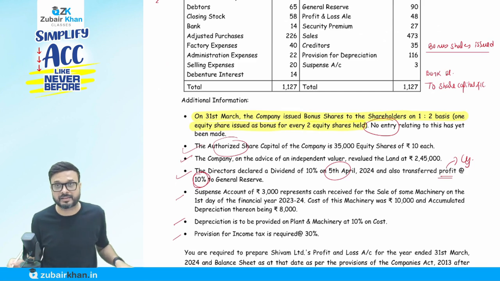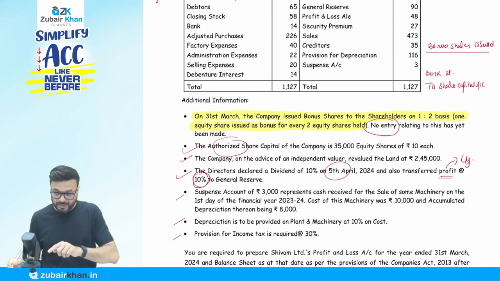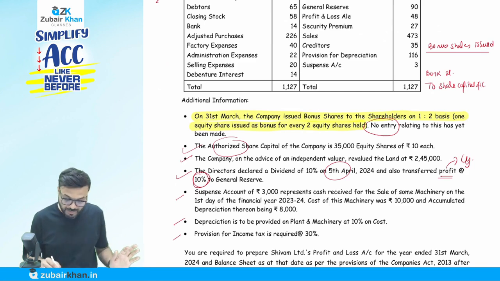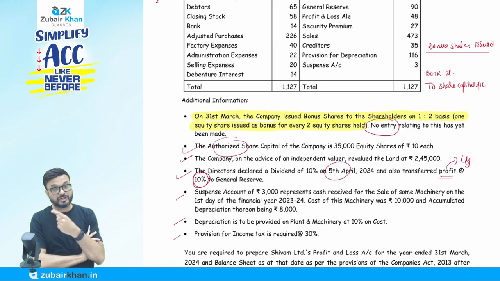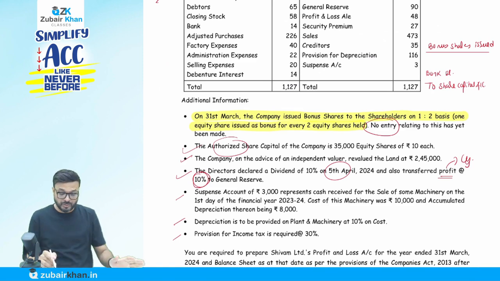Now please understand this here. The bank account will not come here. What happened in case of a bonus share? Normally this entry we pass: cash or bank account should be debited and share capital account should be credited. But here now, we are not issuing shares in the market, we are issuing bonus shares. So bonus share is free of cost.